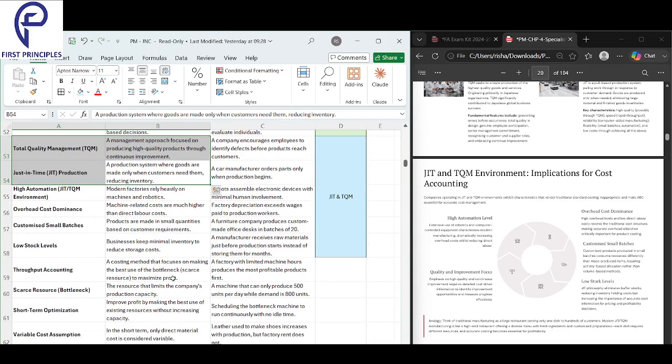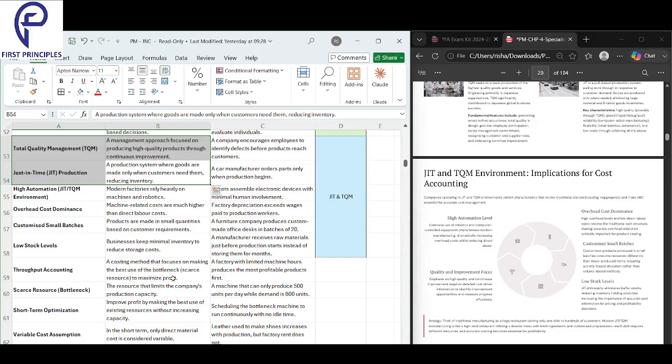In total quality management, you continuously improve, and you make very high quality products. In a just in time production system, goods are made only when a customer needs them. You don't keep any inventory regularly. Whenever a customer needs it, you make the good. You don't make it and keep it. Just in time, so you hold very little inventory.